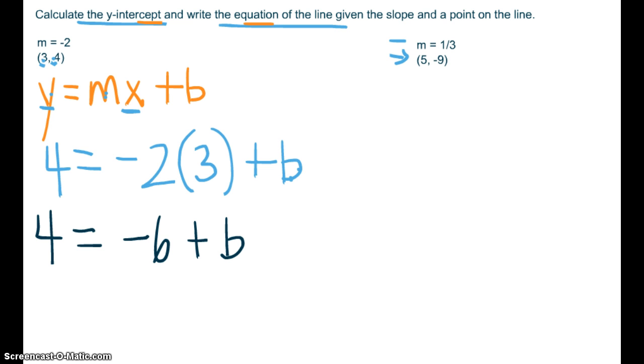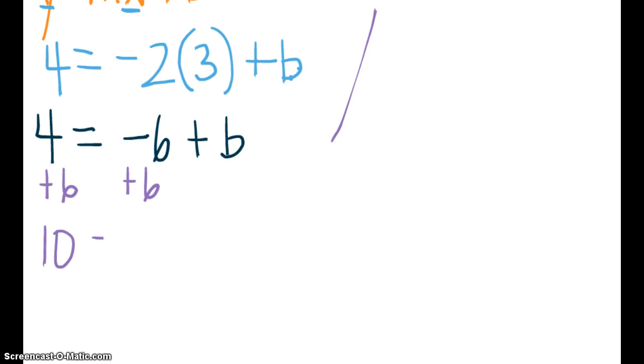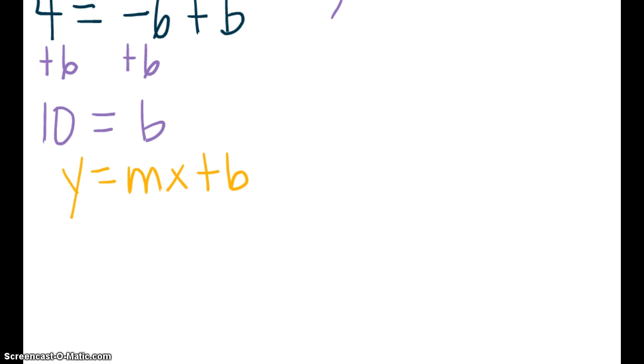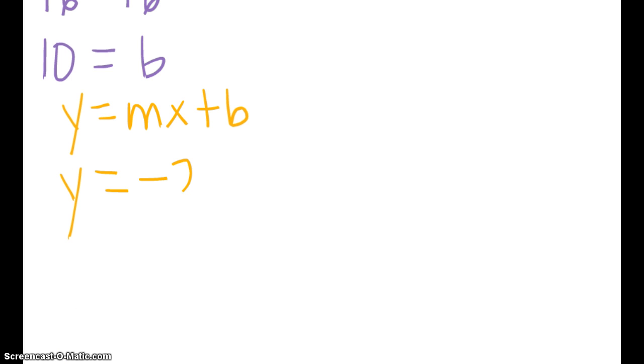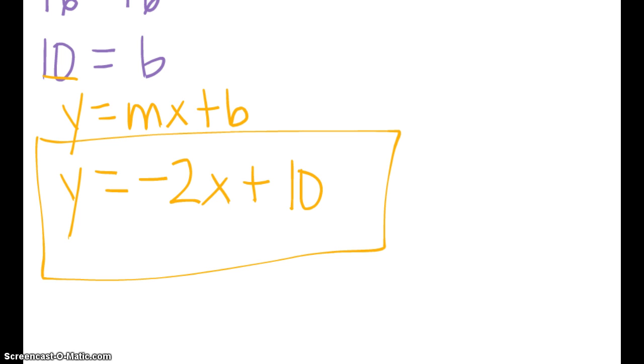So now I'm going to add 6 to both sides. So I know that 10 is b. So then, if I were going to write an equation of the line, so y equals mx plus b, my equation would be y equals m. Remember, m, our slope was -2. So -2x plus our b is 10. So that would be the equation for the line. So we can substitute in any values for x and y to graph this line.